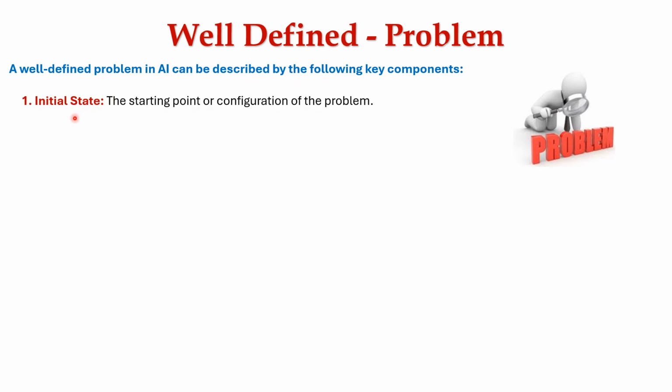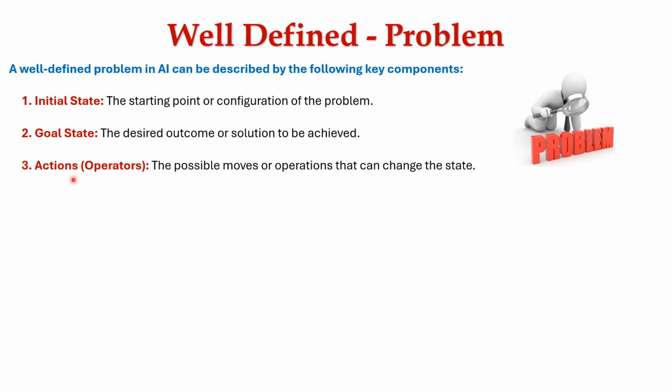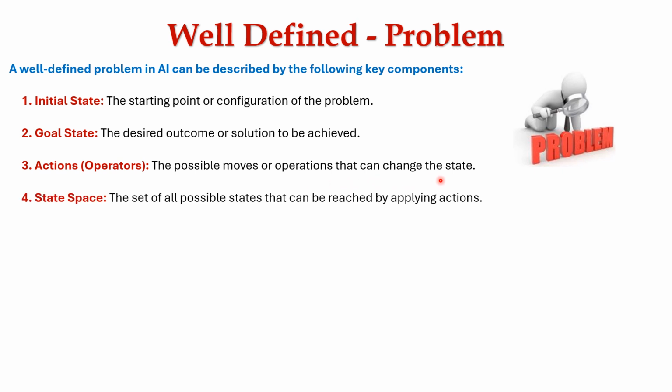The first point is initial state, that is the starting point or configuration of the problem. The next one is goal state. Here, this represents the desired outcome or solution which is to be achieved. Third one is action or operations. That is the possible moves or operations that can change from one state to another state. Fourth one is state space. That is the set of all possible states that can be reached by applying the actions.